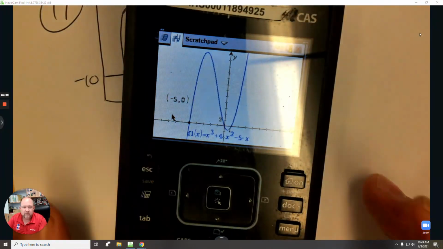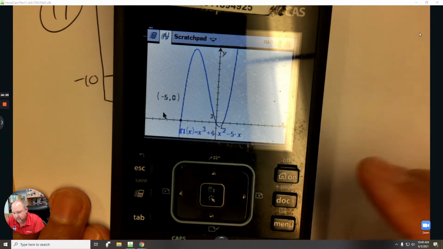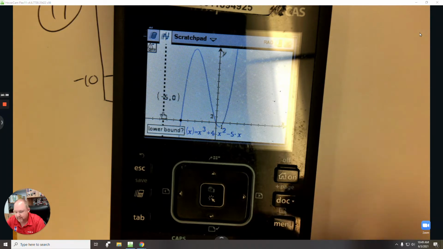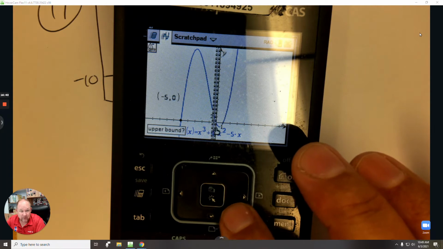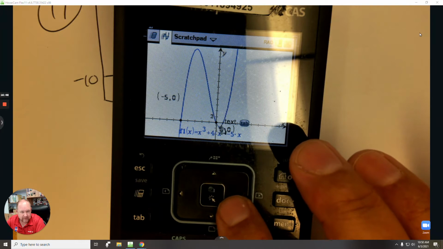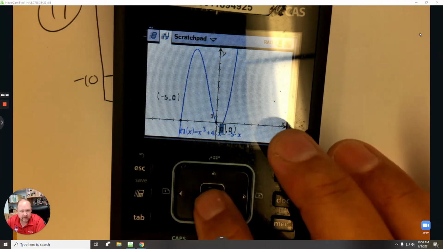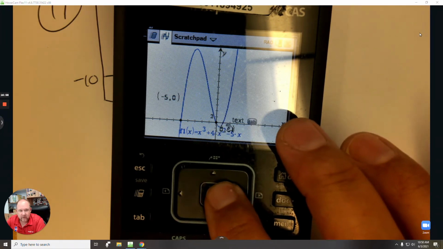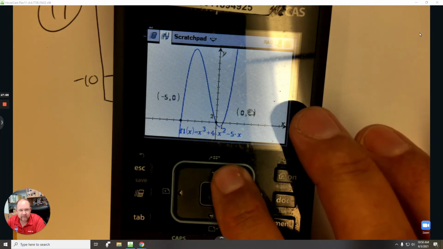There are 2 more zeros to find. So they're right here and here. So again, I'm going to press menu, analyze, and zeros, or 0. And you're going to move it to the left and press enter. You're going to move it to the right and press enter until that point pops up. So you see how the second one pops up? That's 0, 0, just so I have room. Oops, what happened there? So again, you could close over it. You can move it around a little bit so you can create some space for yourself on the graph if you need to.